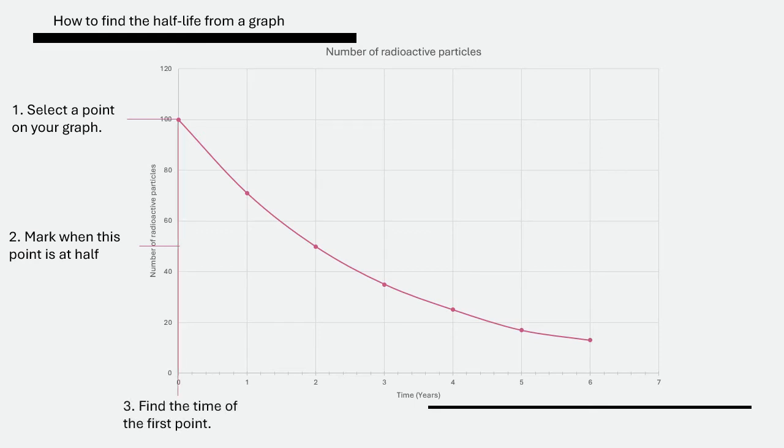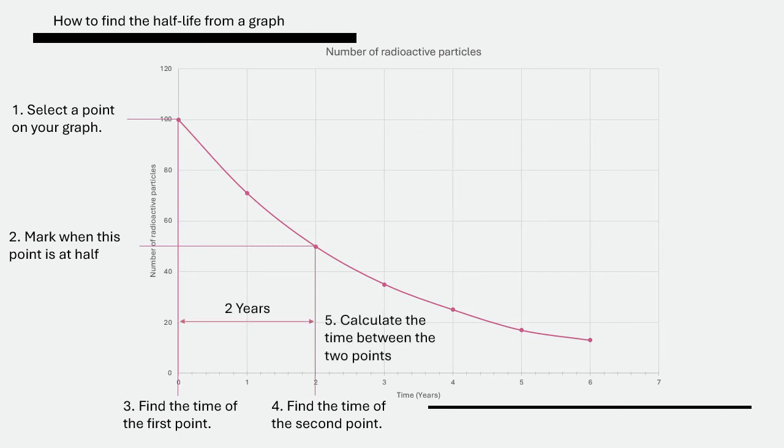So let's read off the times that these two events occur. So I know I start at 100 and this is going to be a time of 0. And to drop to 50, if we read across the graph here, we can find that we reach 50 after about 2 years. So this means that the half-life of the graph is the difference between the 100 and the 50. So we're talking a 2-year gap to go from the first point to the second point. So therefore 2 years is the half-life of this graph.